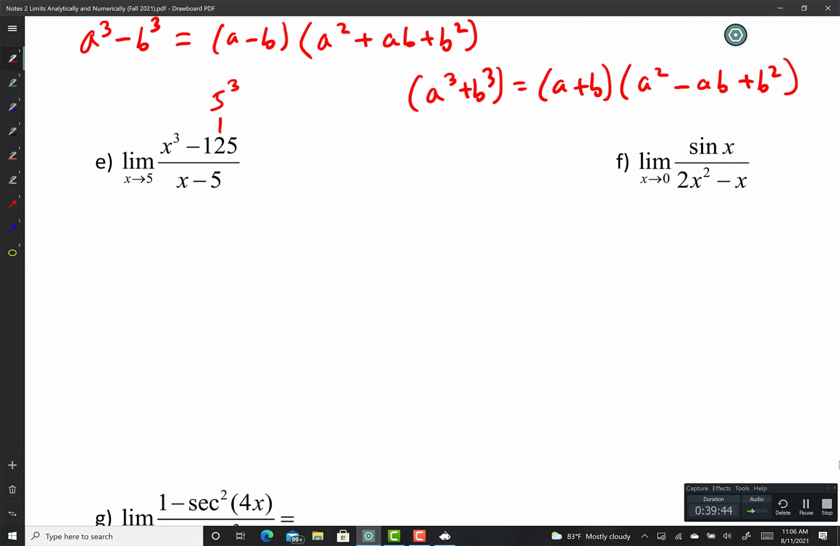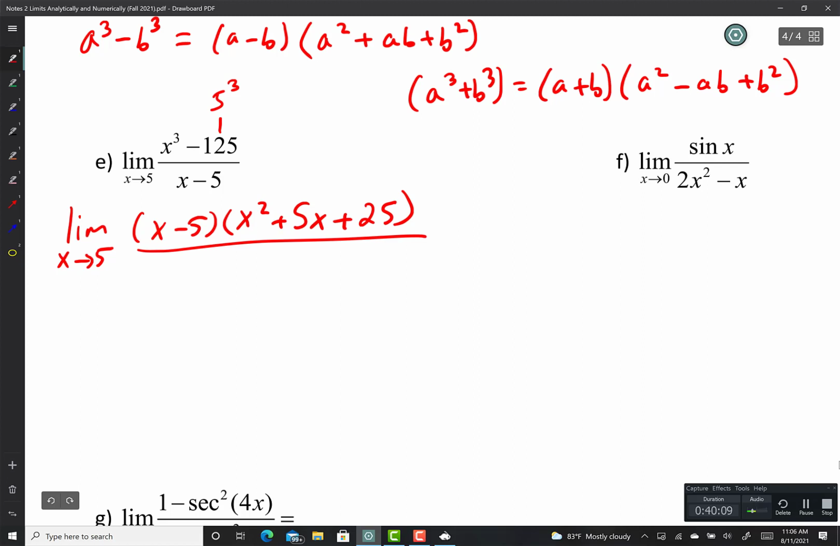Are we okay, guys? All right, check it out. Knowing that that's the difference of cubes, I'm going to expand the numerator. Limit as x approaches 5. If you haven't evaluated yet, you write the word limit. X minus 5, close, open, X squared plus 5x plus 25 over x minus 5. What's going to cancel? X minus 5's cancel out.